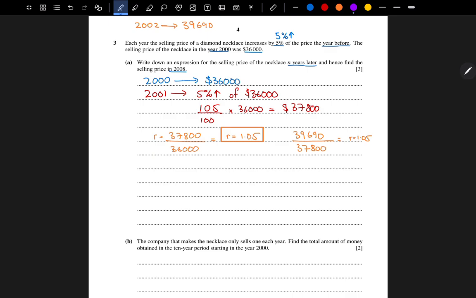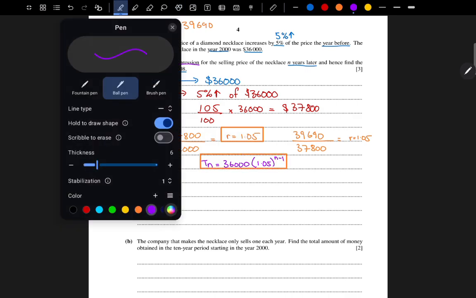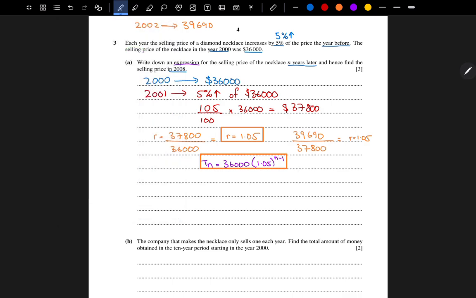So we have to first write down an expression. For the expression, we can write down that the term number n will be equal to the first term, which is $36,000, times R, which is 1.05, to the power of n minus 1, and this gives us our expression. Now we have to find the selling price in the year 2008.